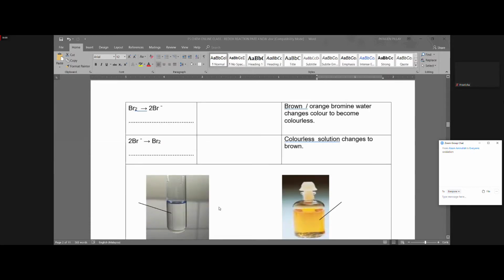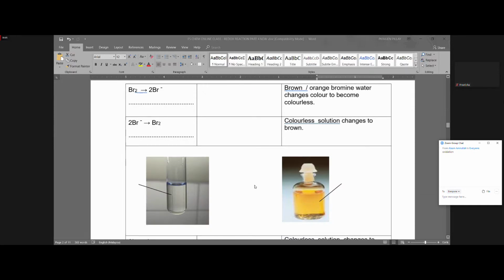This is your bromide. I told you the halogens are all colored. Bromide, this is bromine. Okay, so we'll do the top one first. That means bromine. Okay, label here first. Label this bromide ion.